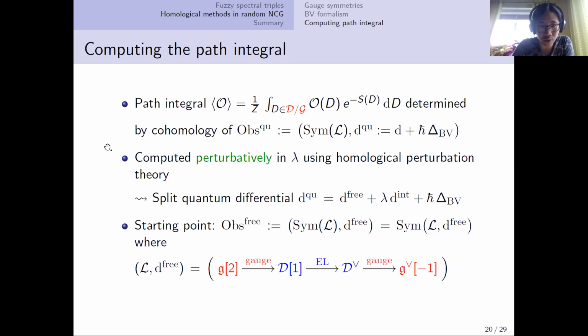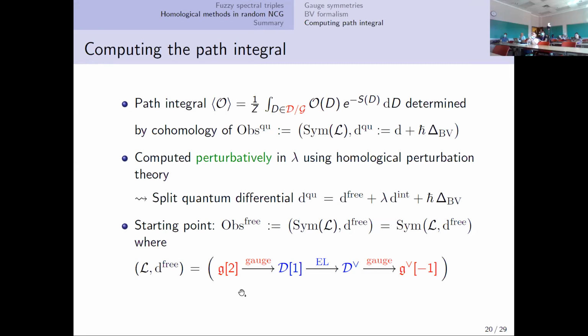And we want to compute it perturbatively in lambda using homological perturbation theory. So what one does then is to split the quantum differential in the following way: a free part, an interacting part, which depends on lambda, and this h bar part. So the starting point is that one starts with free observables. So we sort of ignore the lambda d int part and the BV Laplacian part.